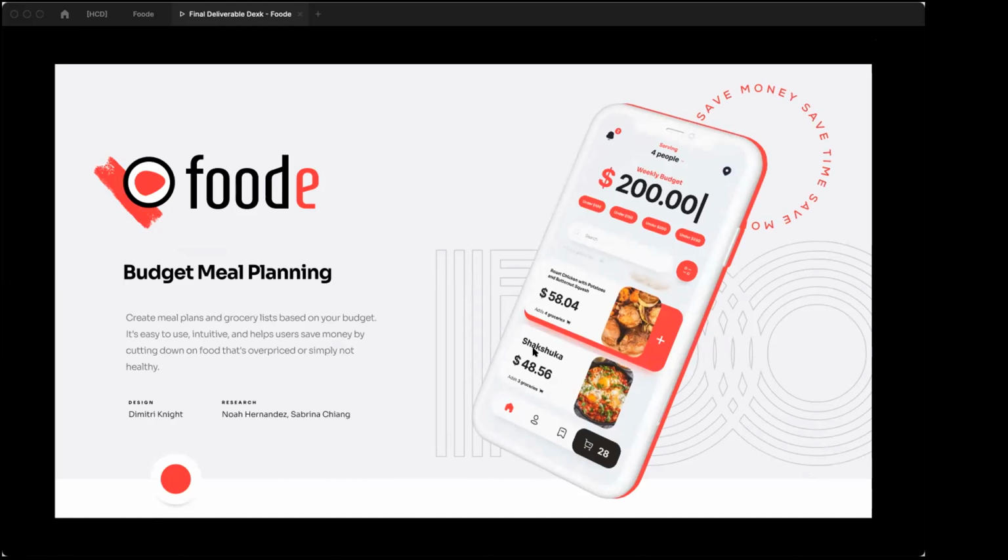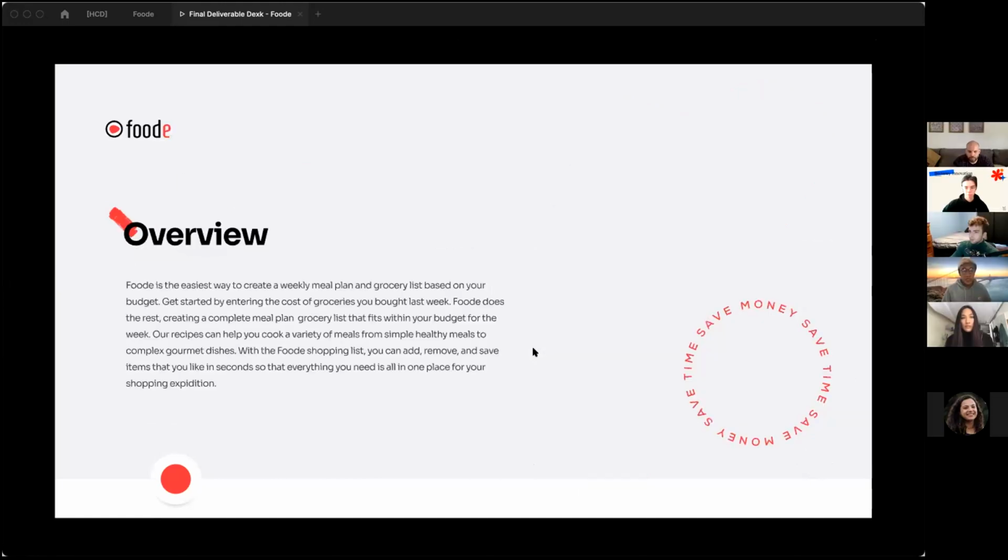Where did this motivation come from? To take a broad perspective on this, this is the easiest way to create a weekly meal plan and grocery list based on a budget. How it works is you put in a set amount of money that you want to spend on groceries, and you will get a list of meal plans and recipes based on availabilities in supermarkets around you. And you can also input dietary restrictions, nutritional needs, and other accommodations that you might want to meet with these different recipes. And the Foodie app will output shopping lists with your accommodations met.